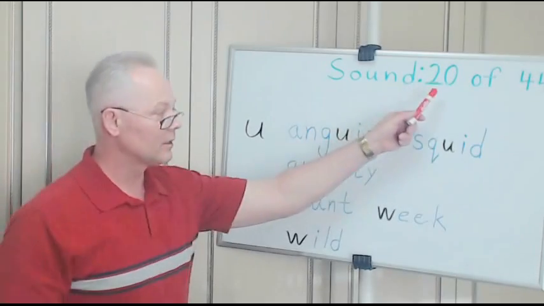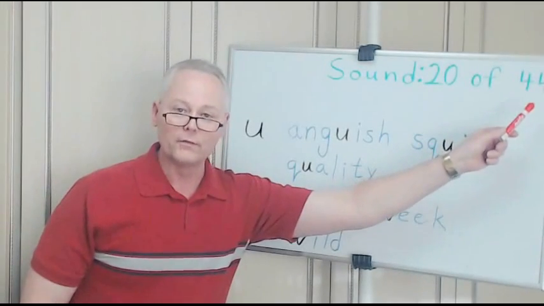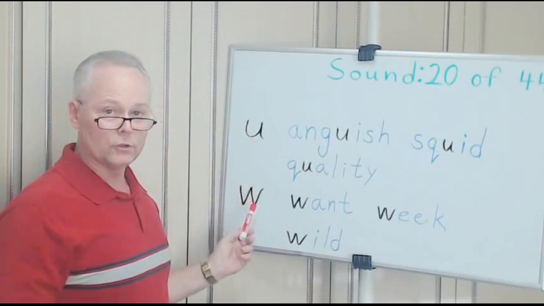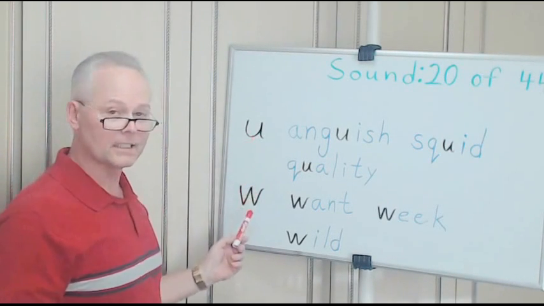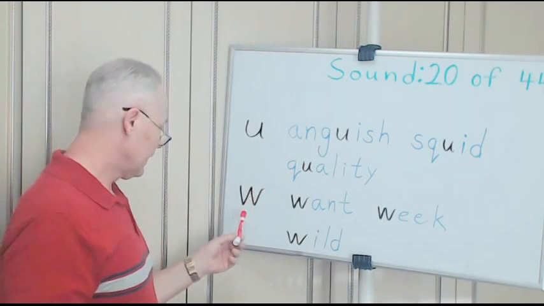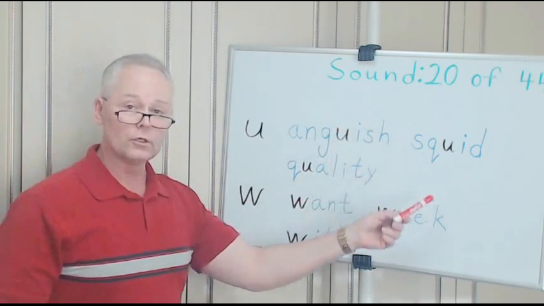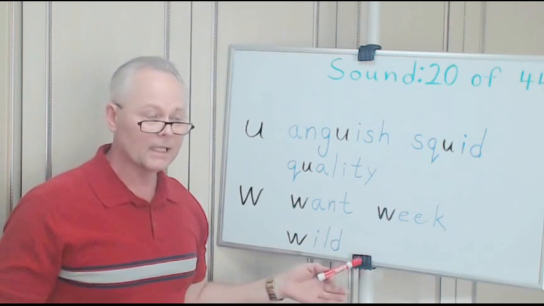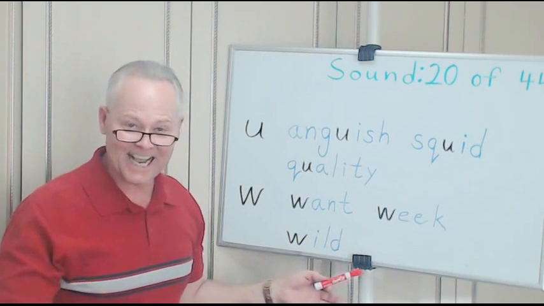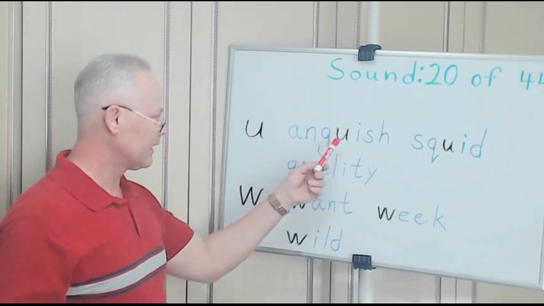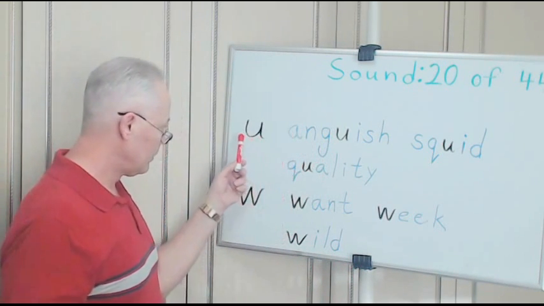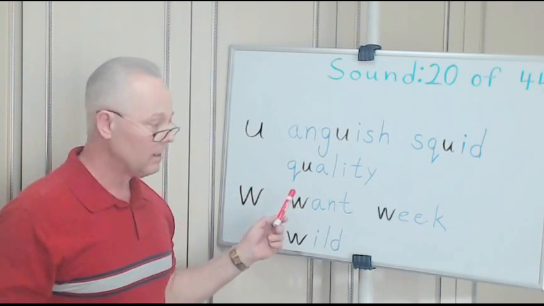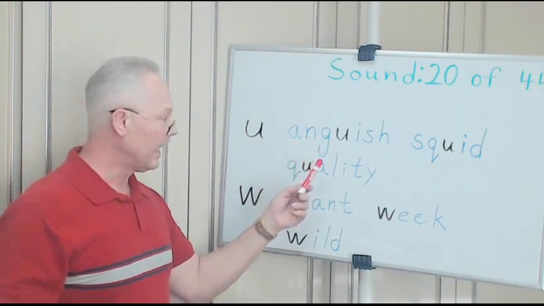Hello. Sound 20 of the 44 sounds of American English. Here we have two individual letters, both consonants, the letter U and the letter W. Now, in certain words, they sound the same. Here we have the letter U. Now notice with U and W, we're making the same sound. Okay, now look at this.